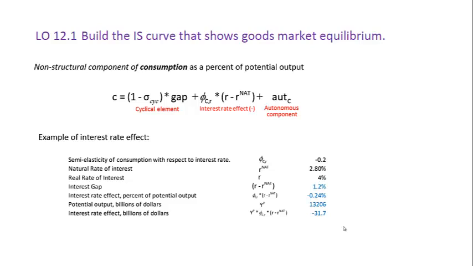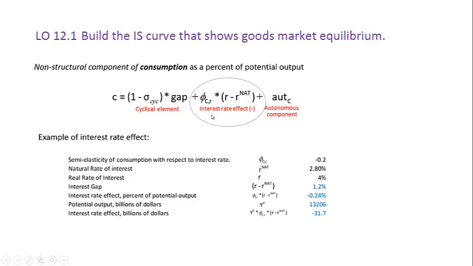So now let's look at our non-structural component of consumption. As you remember, we had a cyclical component, but what this is telling us is that we consume some portion. We call this 1 minus the marginal propensity to save out of the gap, or this whole thing here we call the marginal propensity to consume out of our transitory income or our output gap. This is our new element. We omitted it. It's the interest rate effect, and I'm going to discuss that in a second. And this, of course, is our autonomous component, our autonomous shocks to consumption.